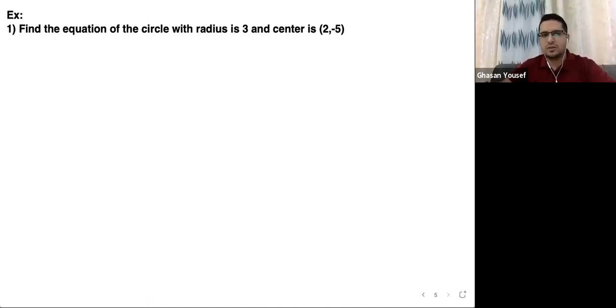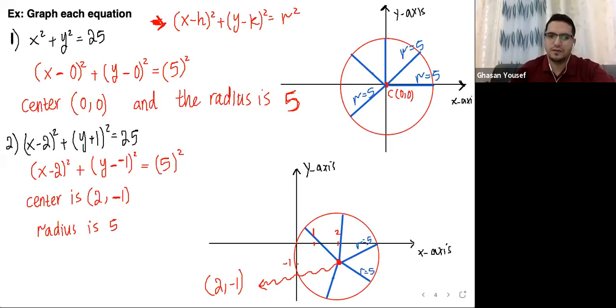Who will do this one? Who will find the equation of the circle? This circle has a radius of 3 and the center is (2, -5). What's the equation of the circle? So we're going to use the formula of the circle. Yes, Anta, go ahead. I'm not sure, but I will try.